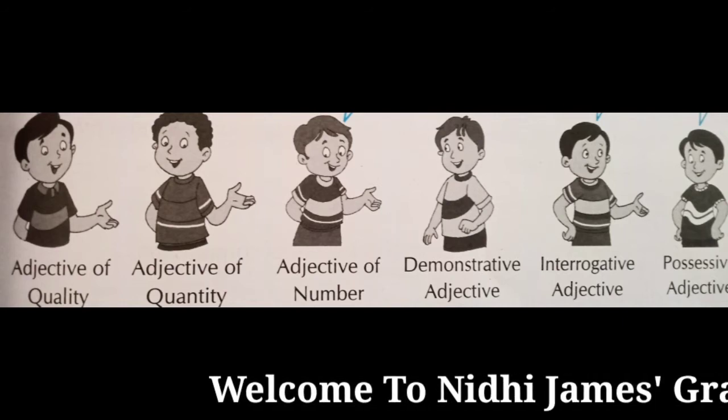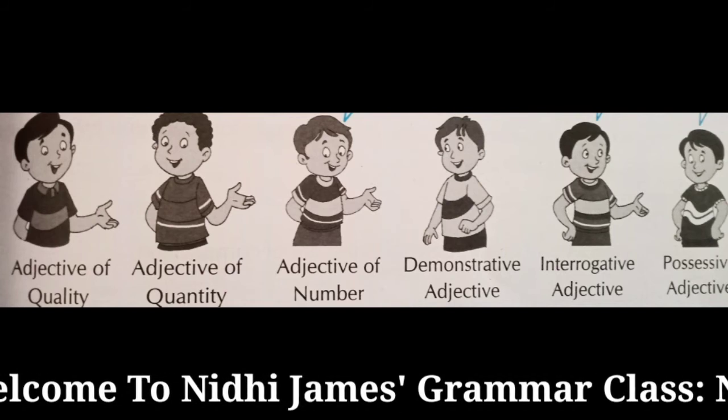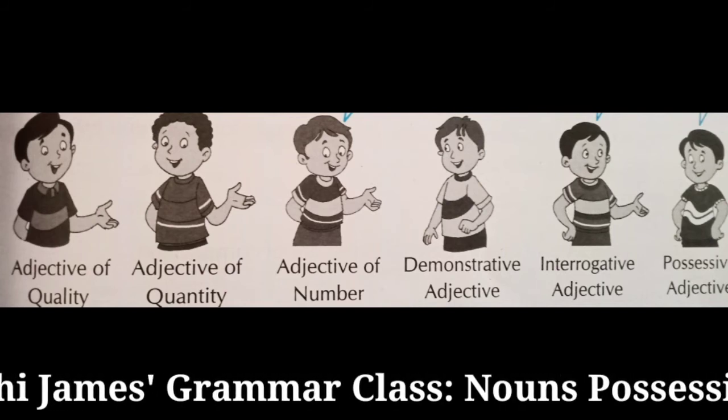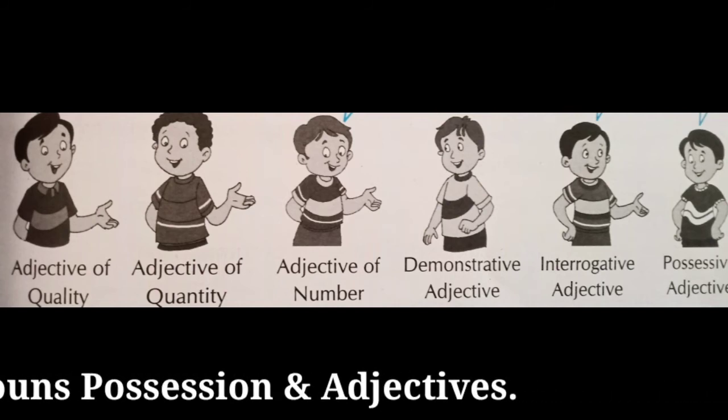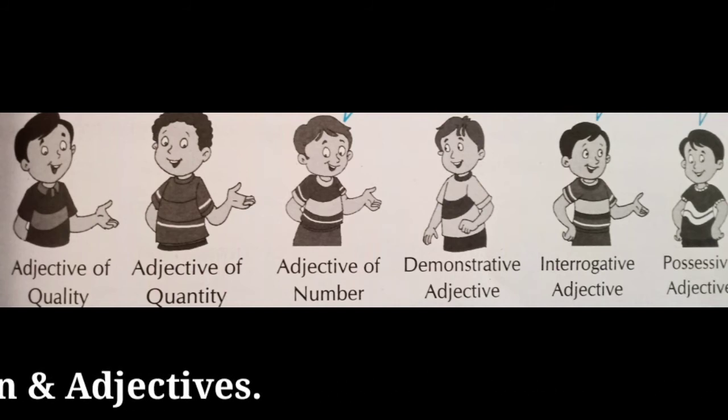Types of adjectives. Adjectives can be divided into following types: adjectives of quality, adjectives of quantity, adjectives of number, demonstrative adjectives, interrogative adjectives, possessive adjectives.